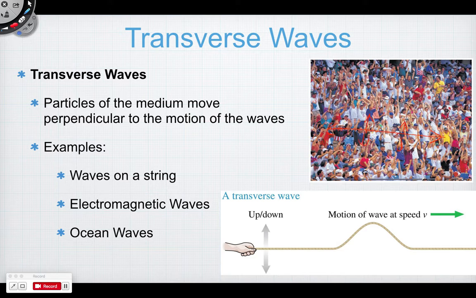That's the key thing. So, for example, a wave on a string here. The string moves up and down. Electromagnetic waves are technically transverse. Ocean waves also. Let's think of it a little bit easier.